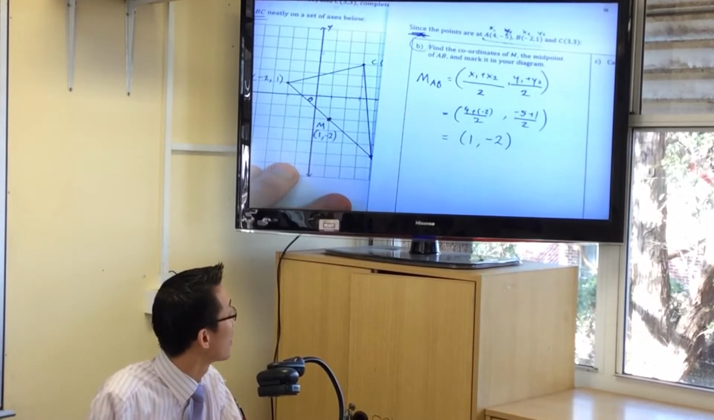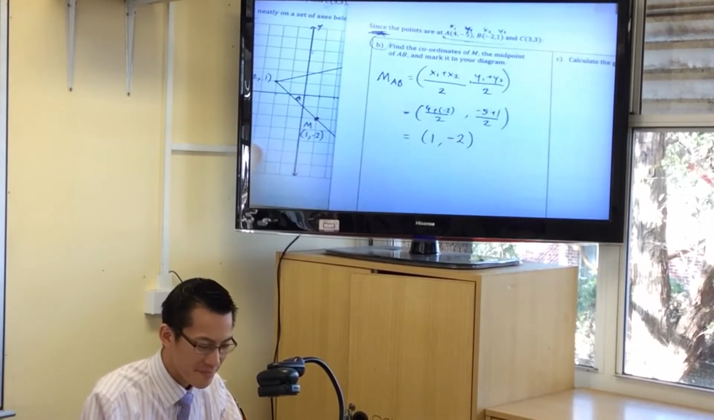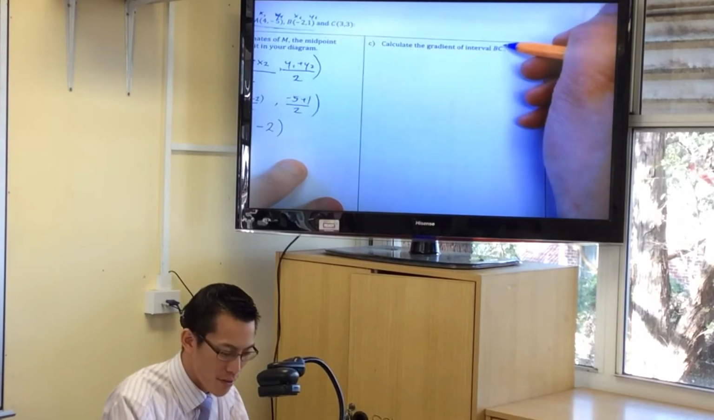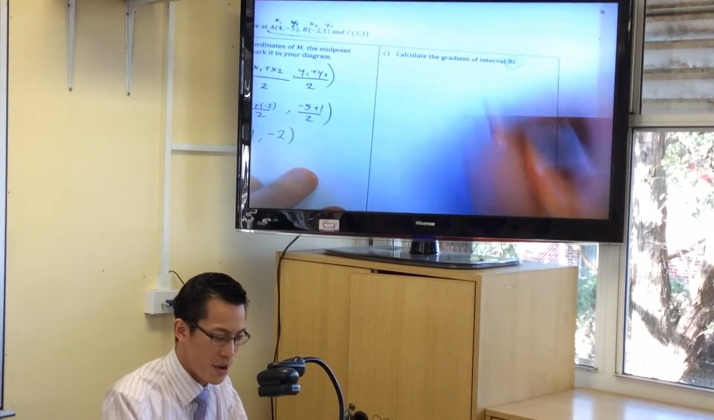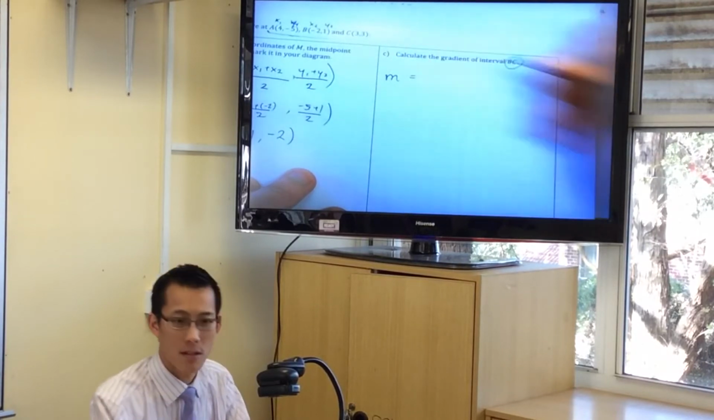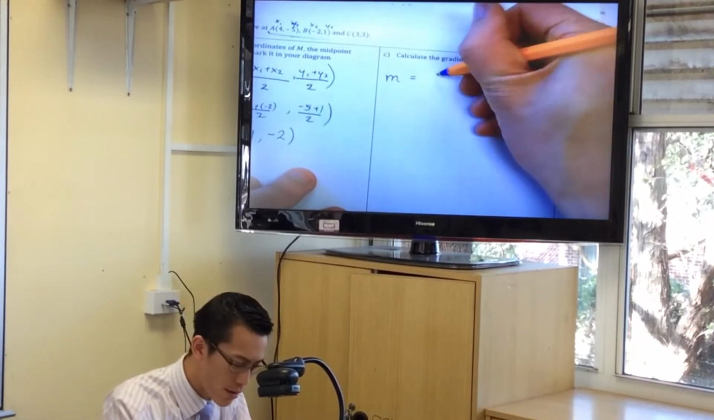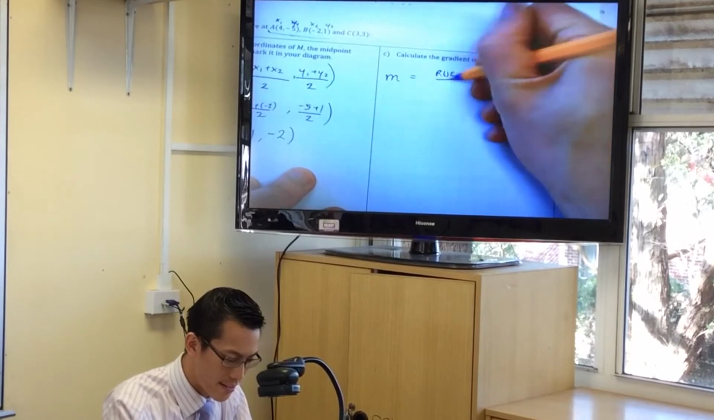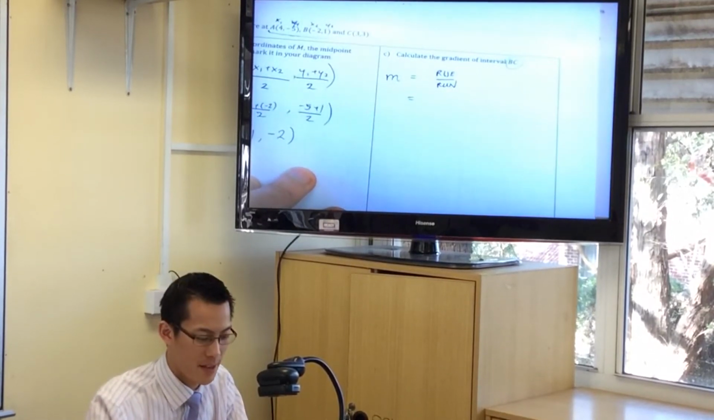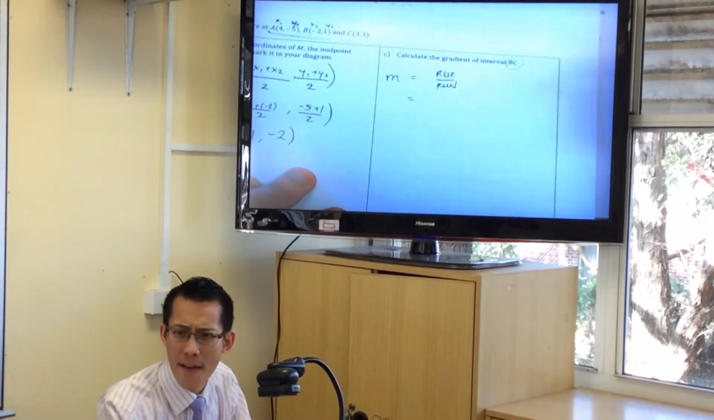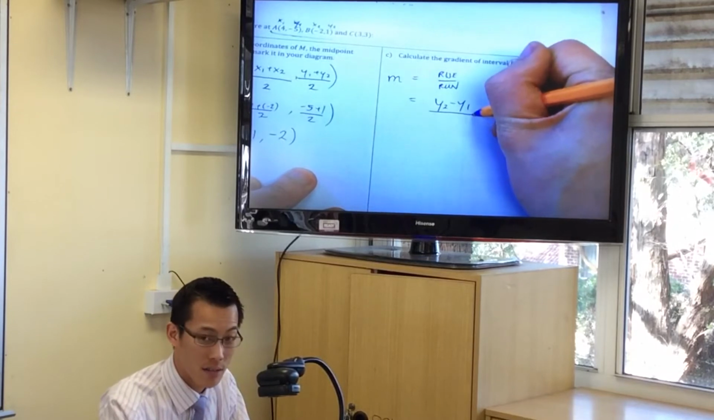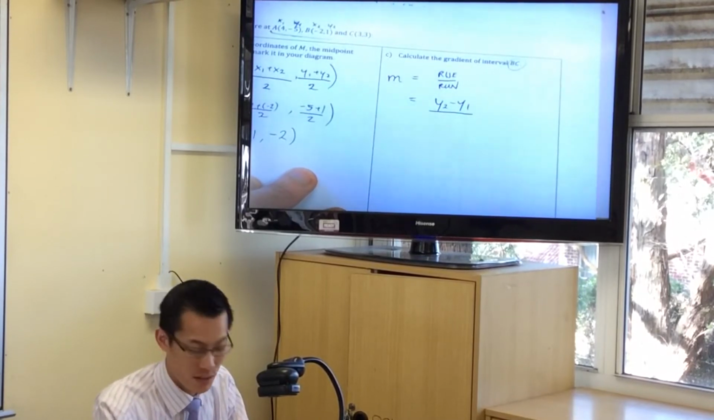Okay. Calculate the gradient of BC. So I need the gradient. That's a lowercase m, right? What's the gradient formula? Rise over run. Very good, that's excellent. Now, what are the xs and ys that correspond to that? Rise is about the y values, so I'm going to have y2 minus y1 over, and then run is about the x values.